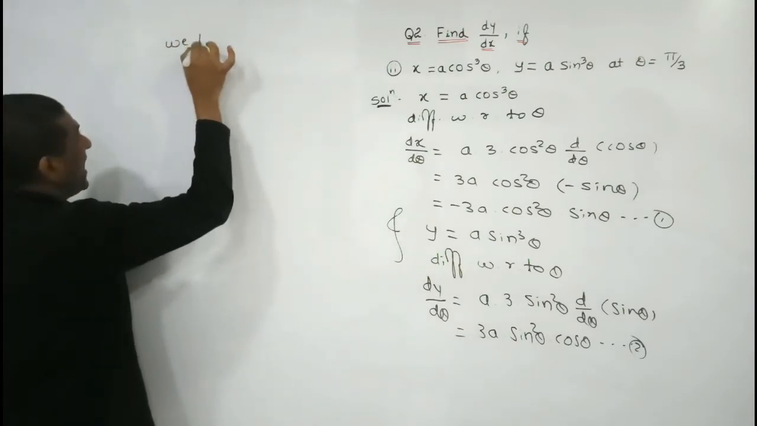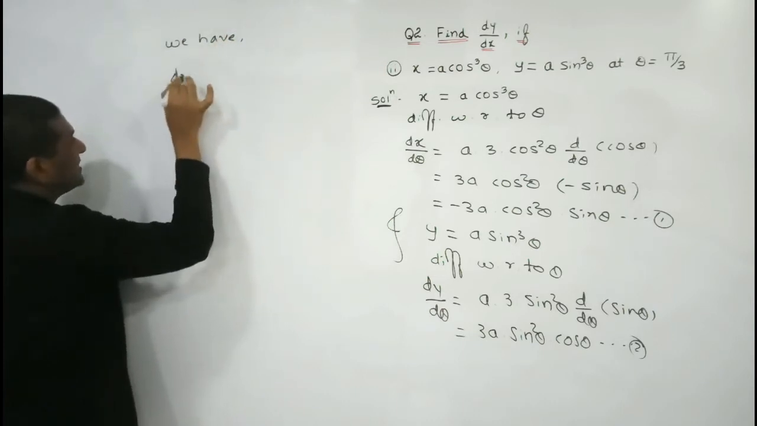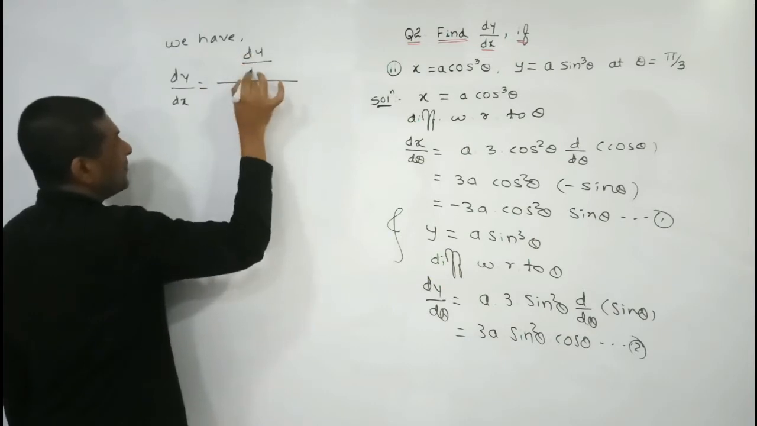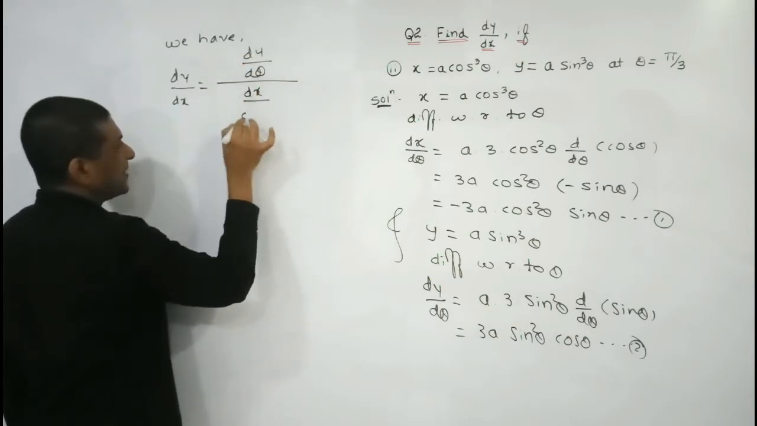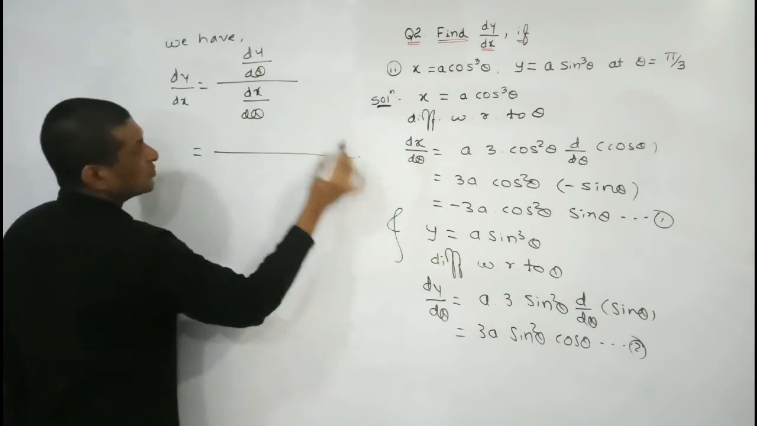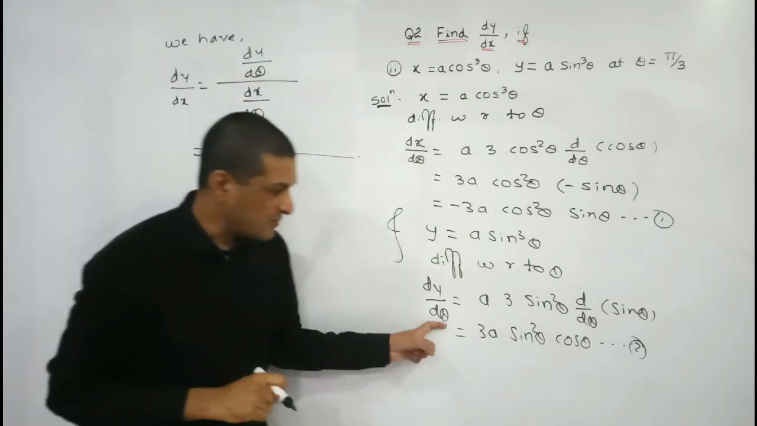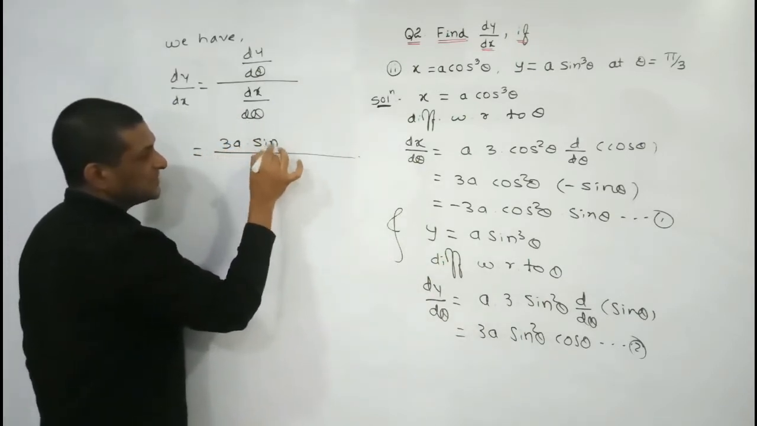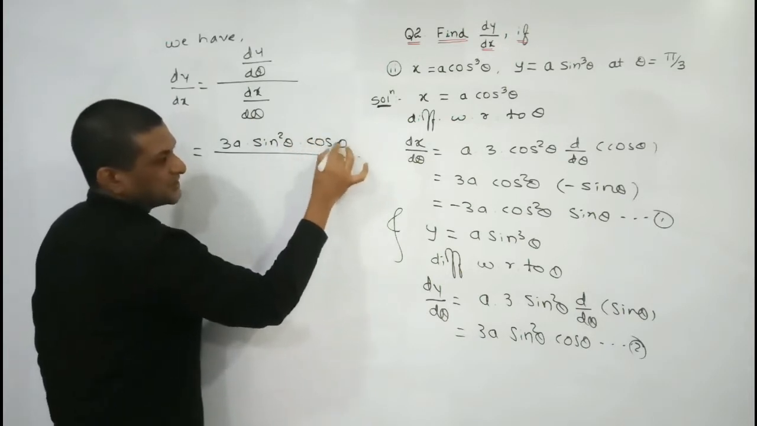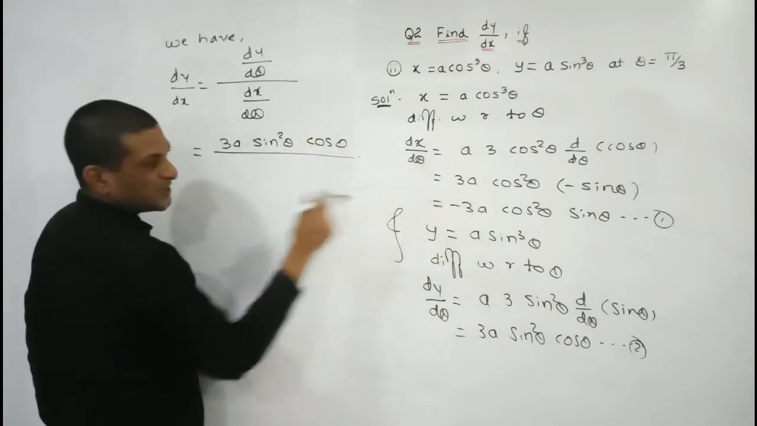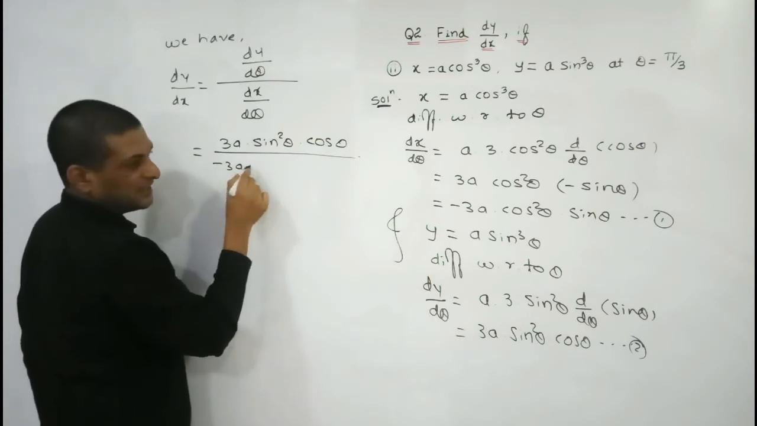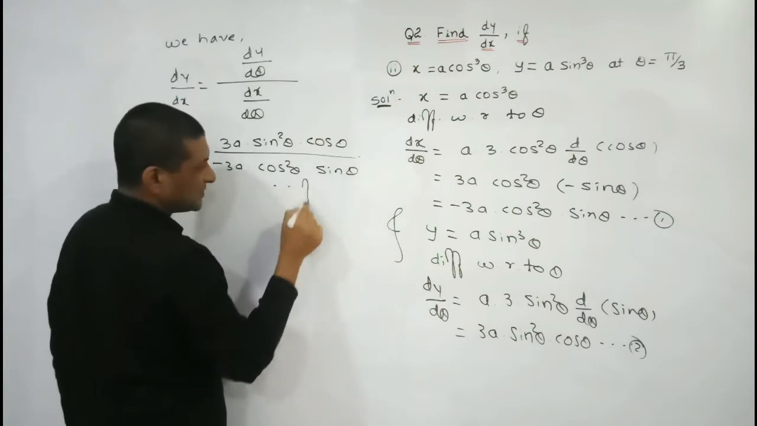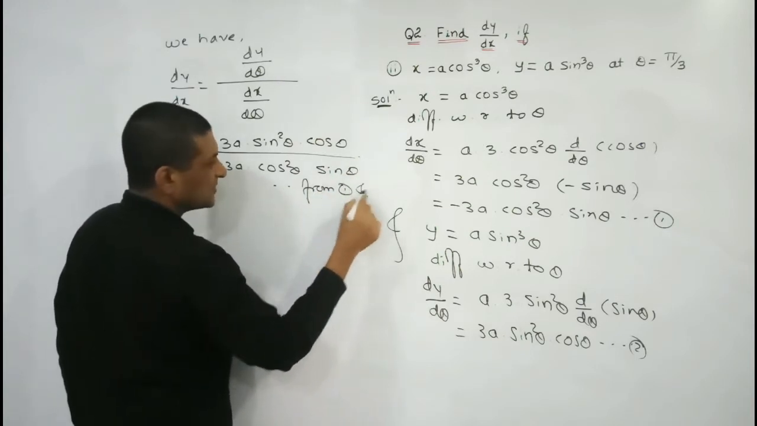Now we are able to apply our standard formula to find dy by dx. And what is this formula? Dy by dx is equal to dy upon d theta divided by dx upon d theta. Both the values are already known to us. Substitute the value of dy by d theta from equation number 2, where its value is 3a into sin square theta into cos theta, and the value of dx by d theta from equation number 1, which is minus 3a cos square theta into sin theta. These values we are substituting from equations 1 and 2.